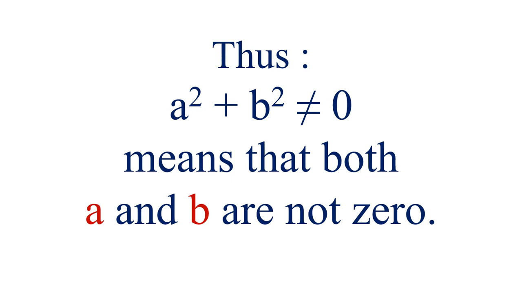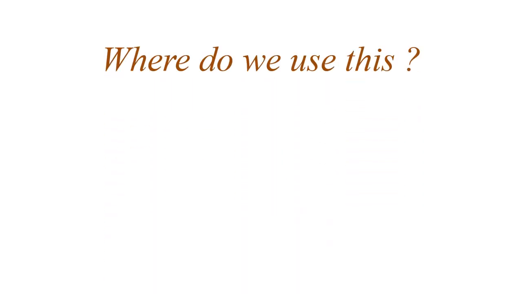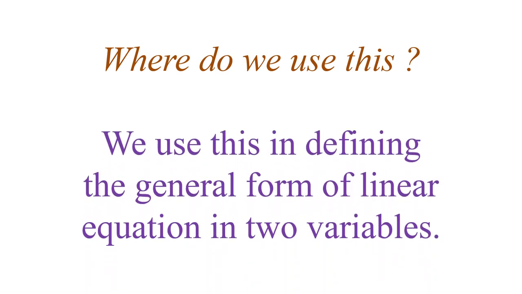Thus, a square plus b square not equal to 0 means that both a and b are not 0. Where do we use this? We use this in defining the general form of linear equation in two variables.